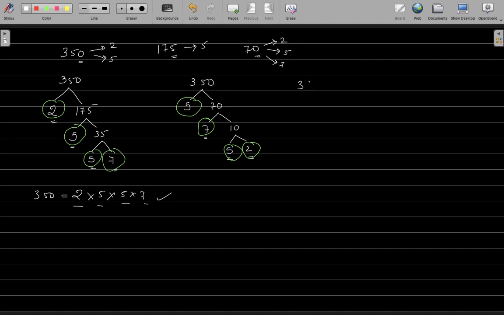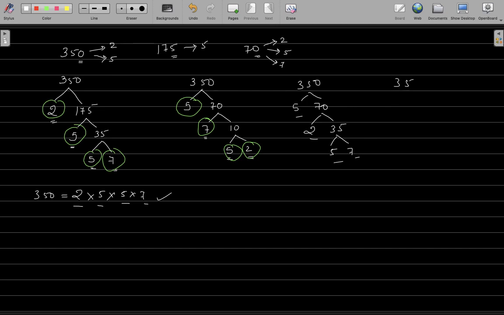Now let me start with this 350. I will start with 5. I get 70. Here instead of 7, let me start with 2. What do you get? If I use 2 here, you know that 2 times 35 is 70. Again 5 times 7 is 35, which will give you the same result, that is 5, 2, 5 and 7.